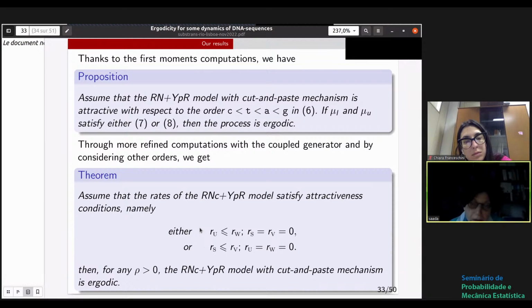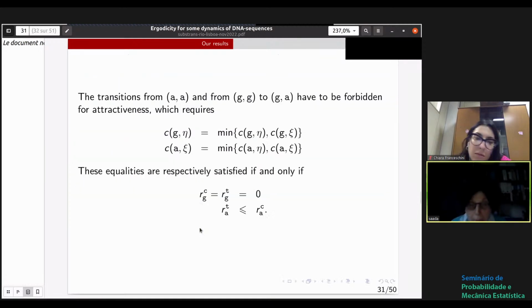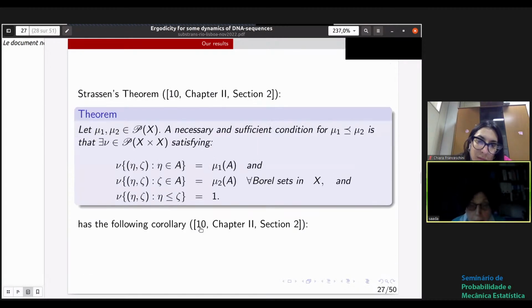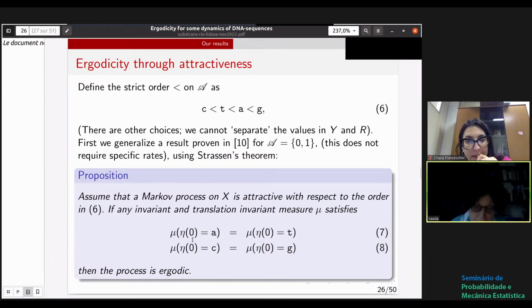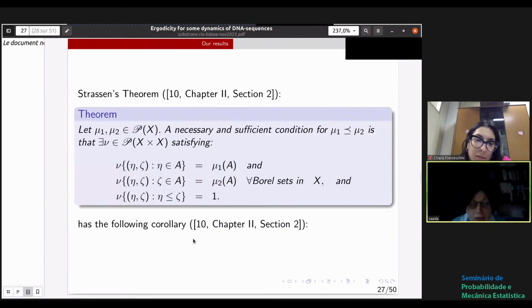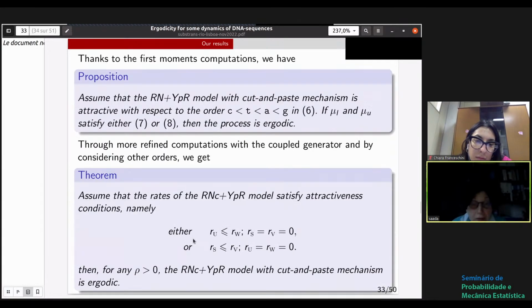We don't need both, which is interesting because the relation we had before, this one, imposes that mu of Y is equal to mu of R and 1/2. So we can imagine that it's too restrictive. And with this result, we could have mu of Y different from mu of R. And then we could do more computations with the generator. So we could do a lot of smart computations, and then get other conditions to get attractiveness.